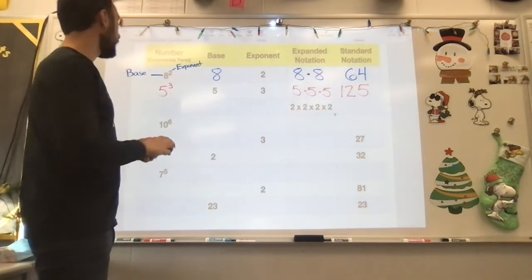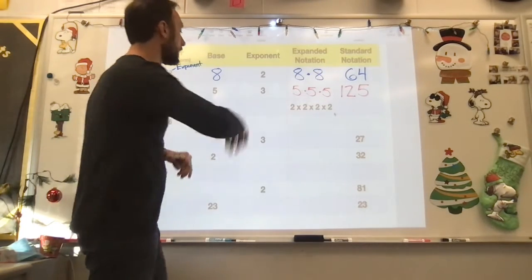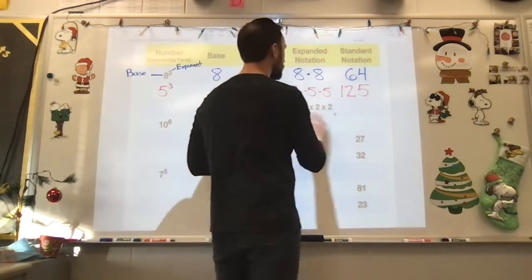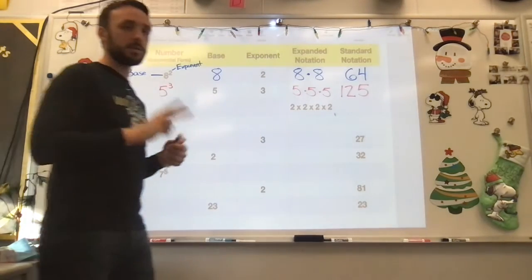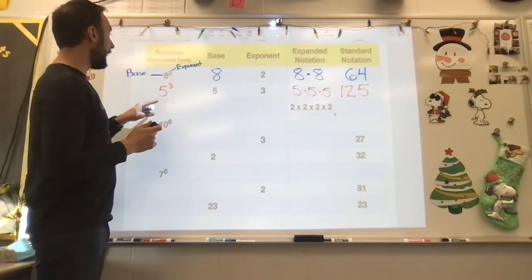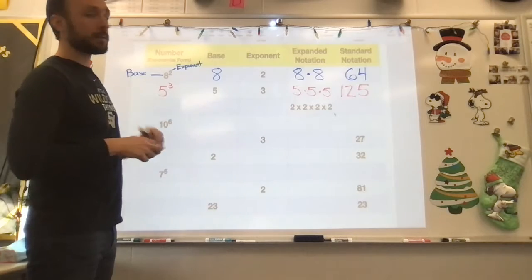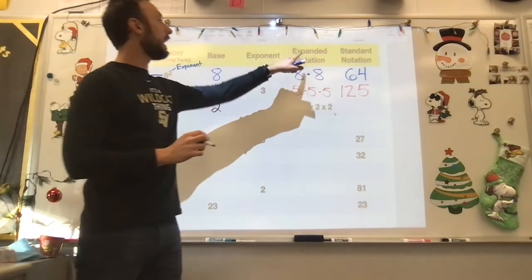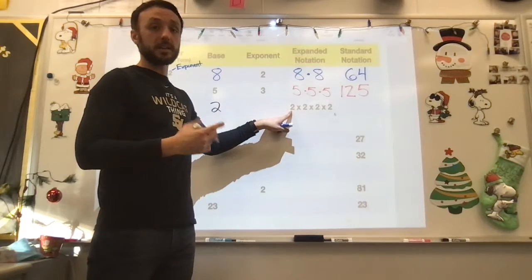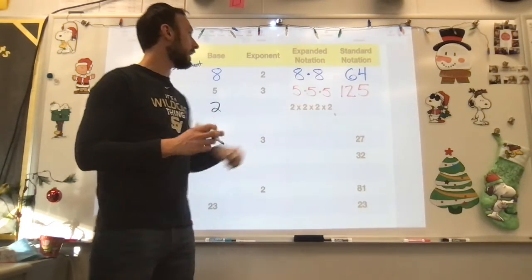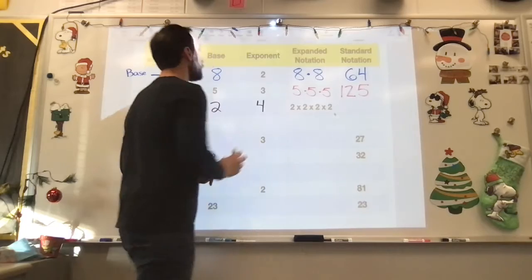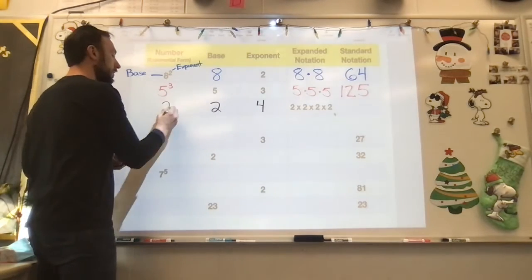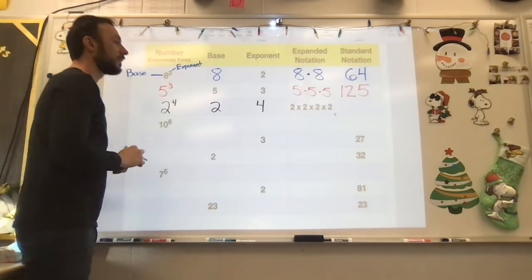Next problem says nothing for the number, nothing for the base, nothing for the exponent, but I have expanded notation as 2 times 2 times 2 times 2. So my base, let's start there. My base is the number I see. So my base is 2. My exponent's how many times I'm using that 2. I'm using that 2 1, 2, 3, 4 times. So my exponent is 4. So my number would be 2 to the 4th.